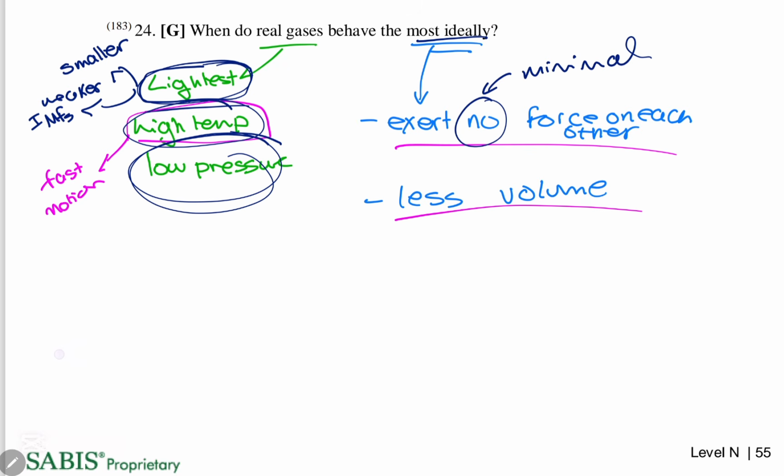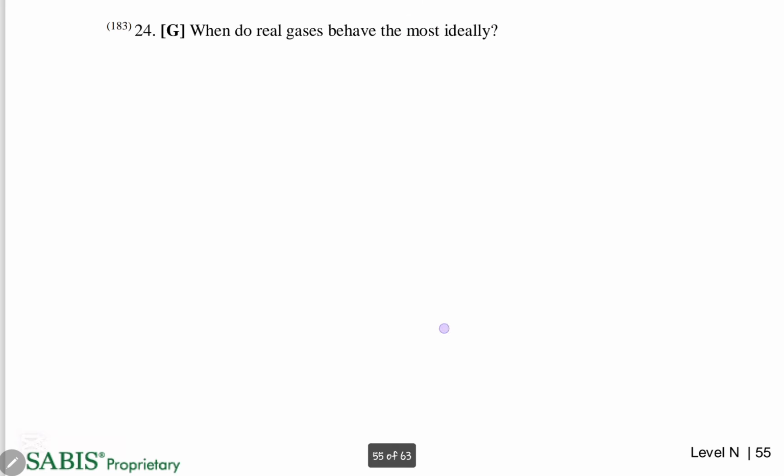Now, in the exam, what they usually do is they flip it. They say, when do real gases behave the least ideally? So they must be the heaviest, they must have the lowest temperature, and they must have the highest pressure. Okay, that's it for question 24.